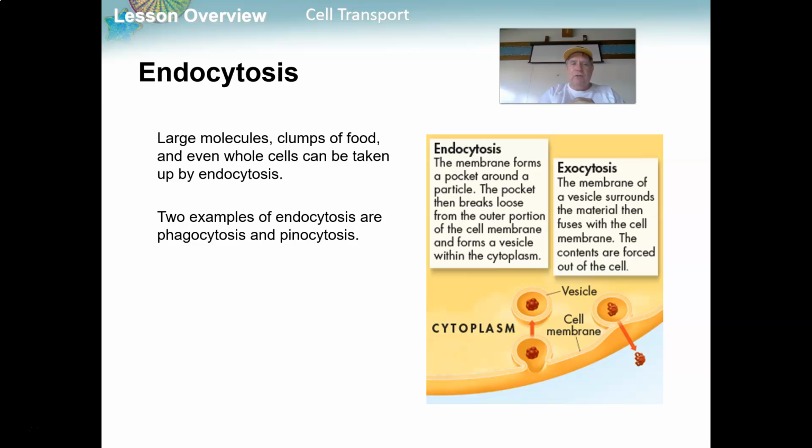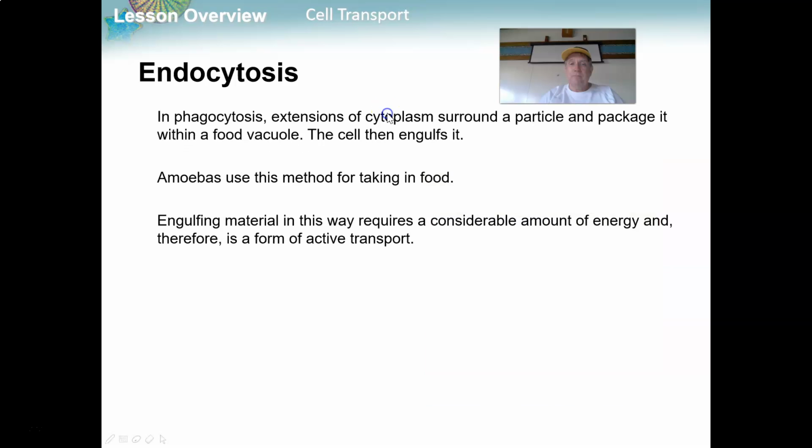And there are two examples of endocytosis: phagocytosis and pinocytosis. In phagocytosis, the extensions of cytoplasm surround a particle, package it within a food vacuole, then the cell engulfs it. So think of this as the particle, and this is the cell, okay? And the cell sees the particle, and it just engulfs it and surrounds it, sort of like Pac-Man, if you've ever seen the Pac-Man game. Okay, that's called phagocytosis. And amoebas use this method for taking food.